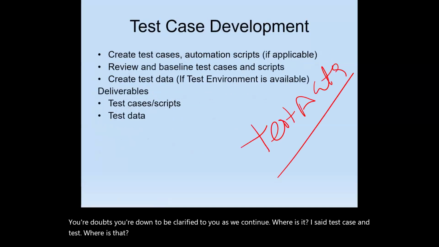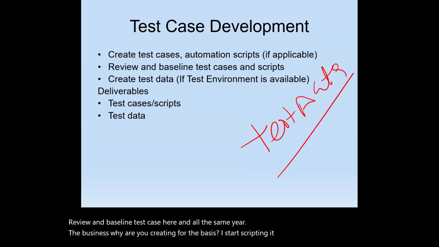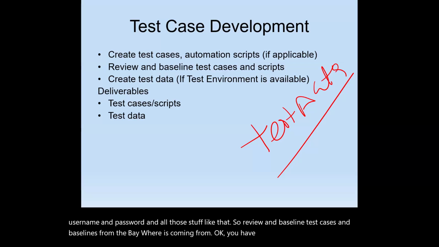You wrote test cases and review. You see bullet point 2, review and baseline test cases and scripts and deliverables. Review and baseline test cases, yeah, and script. They're all the same. The baseline, what are you creating for the basis, and start scripting it. Scripting means that you're logging in your username and password and all those things. So review and baseline test cases, and baseline is from the base, where it's coming from. You have to review it. After reviewing it, start scripting it, write your test cases.